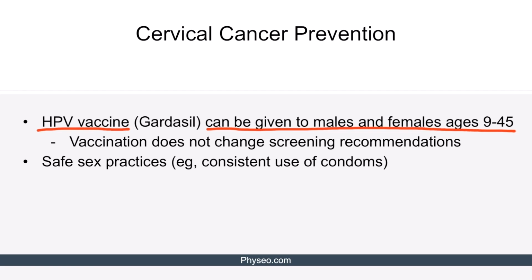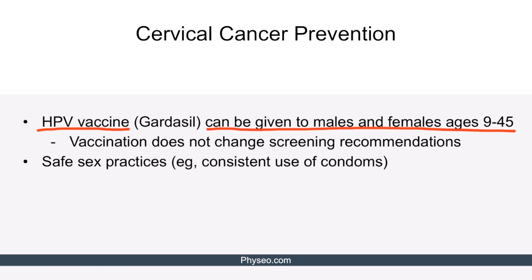Now, in the past, the vaccine used to be approved only for people ages 9 through 26. However, within the past year of this recording, the HPV vaccine has been approved through age 45. And it's possible that this change may be reflected on the boards. Now, lastly, a patient's vaccination status does not change the recommendations for cervical cancer screening in any way. And that's actually fortunate for you, so you don't have this extra layer of complexity.